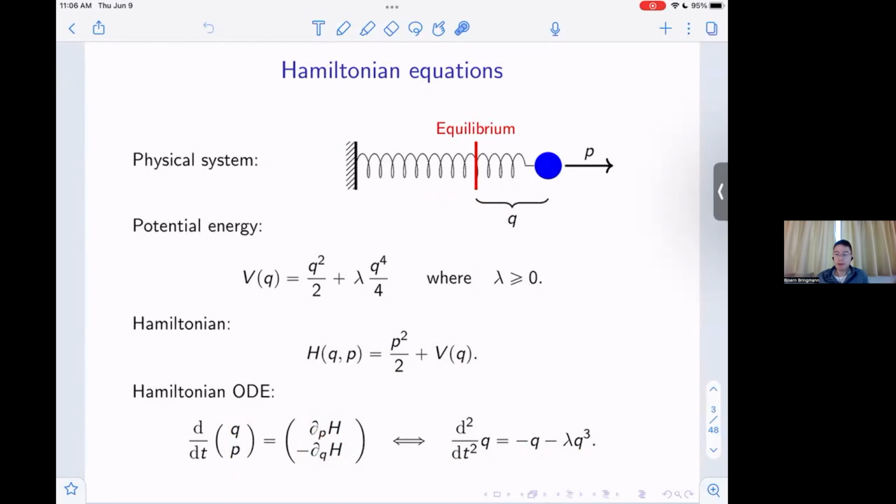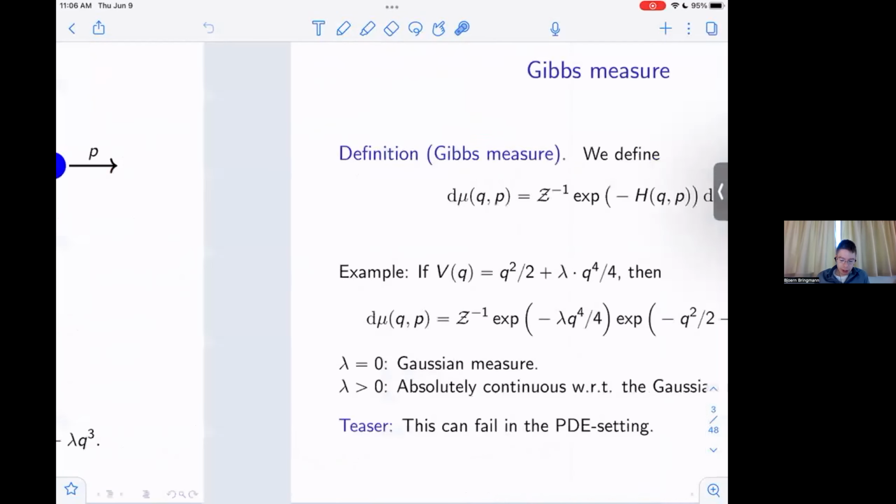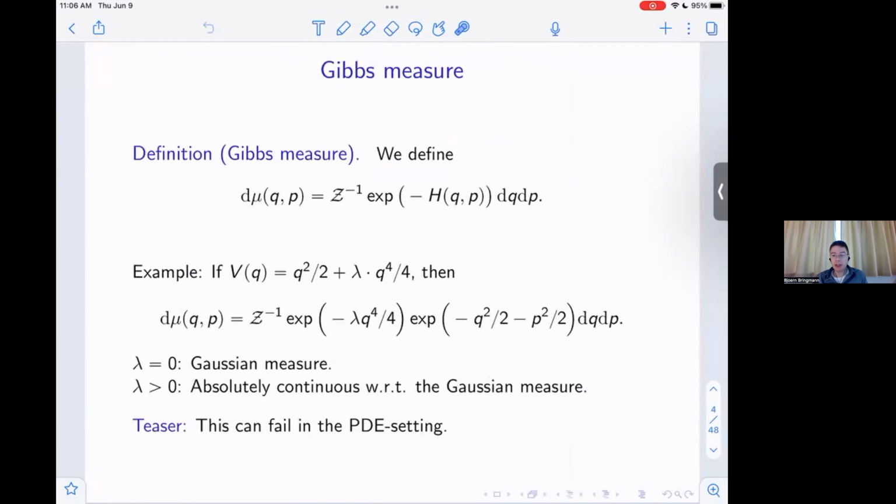Another main player in the title of this talk and in the rest of this talk is the so-called Gibbs measure. Let's talk about this Gibbs measure in the setting of Hamiltonian ODEs. This Gibbs measure is defined as follows. It will be a measure on R2, so a measure of Q and P, and it consists of 3 separate parts. I have this Z to the minus 1 here, which is a normalization constant. This will just turn this into a probability measure. Then I have this exponential factor that contains the negative of the Hamiltonian, and then I have the Lebesgue measures in both Q and P.